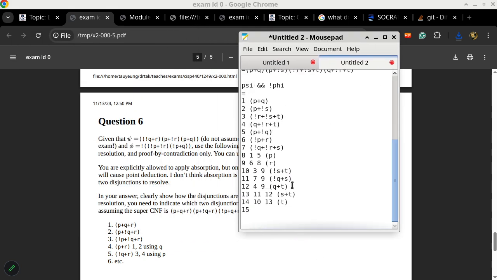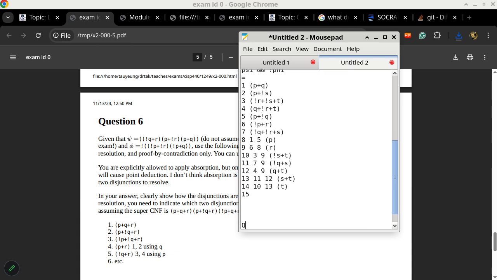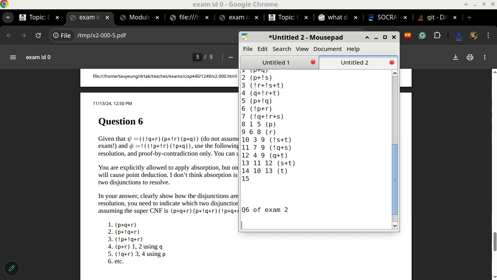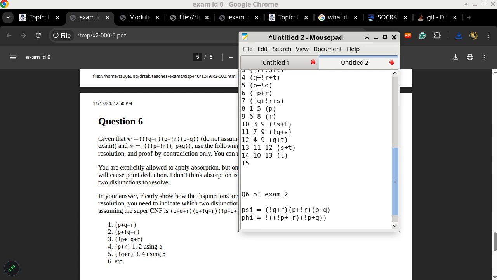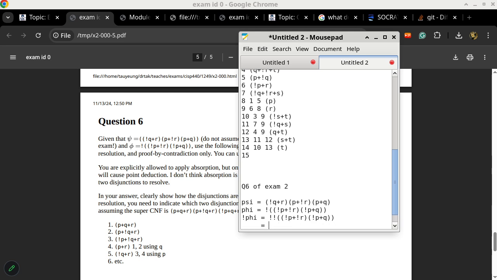All right, this is question number 6 of exam 2, and I'm just going to hand copy everything. Psi is (not Q or R) and (P or not R) and (P or Q), and then phi is a negation of a CNF. That was intentional, because I think you can appreciate that it is easy to derive not phi. So not phi is the negation of the negation of this, and then double negation cancels out, and magically, it is a CNF already.